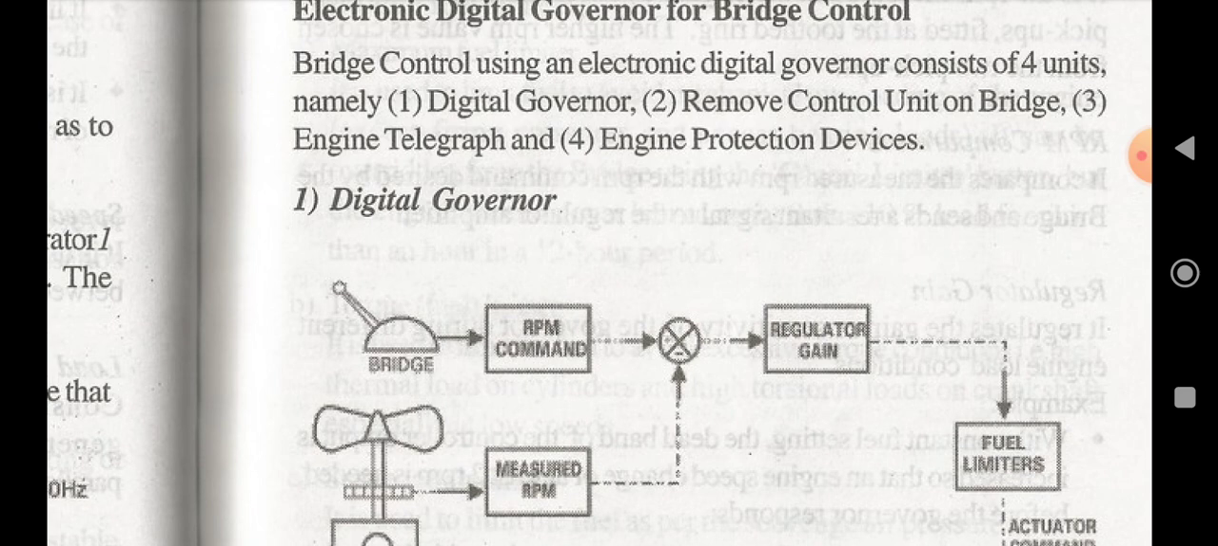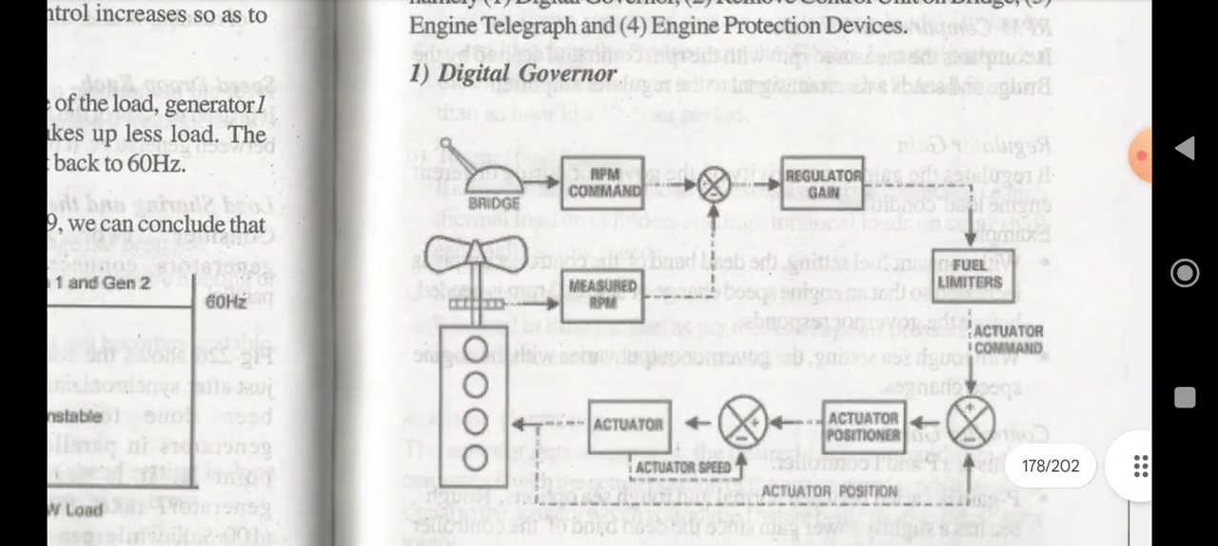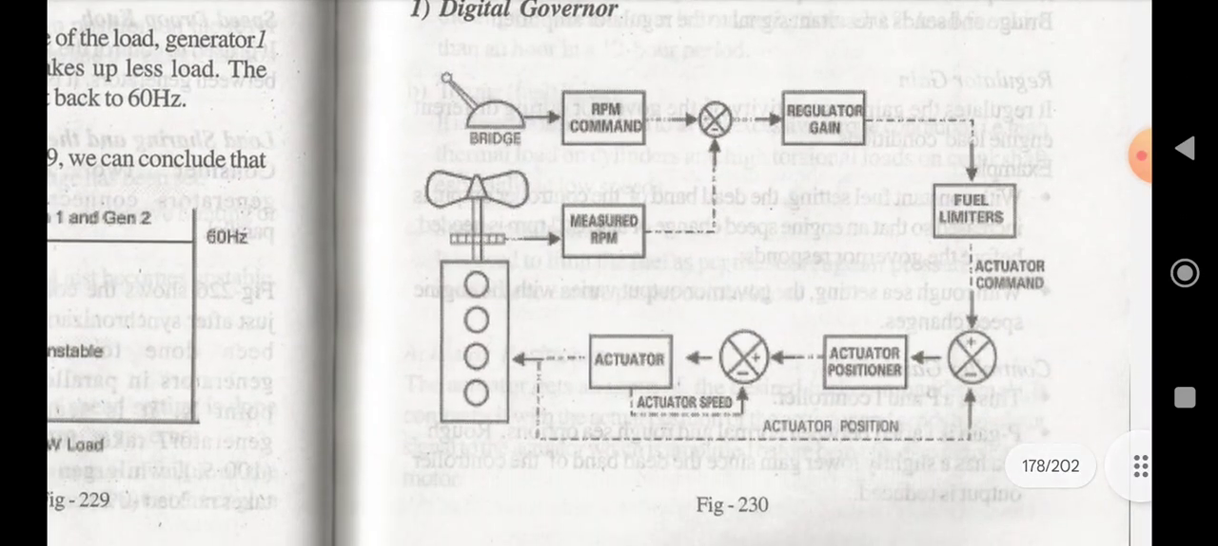So here, first, the digital governor. Here we can see from the bridge there goes the RPM command, then to regulator gain, then to fuel limiters, then actuator command, then actuator positioner, actuator, so the governor will actuate the propeller. Then after that, for the propeller we will check the measured RPM.